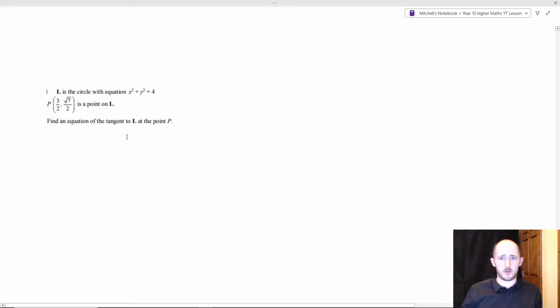This is the last equation of a tangent question we'll do. Then we'll go back to the paper we were doing last week, unless anyone has any other topics they want me to go through or any other questions, that's obviously fine as well. So L is the circle with the equation x squared plus y squared is 4.